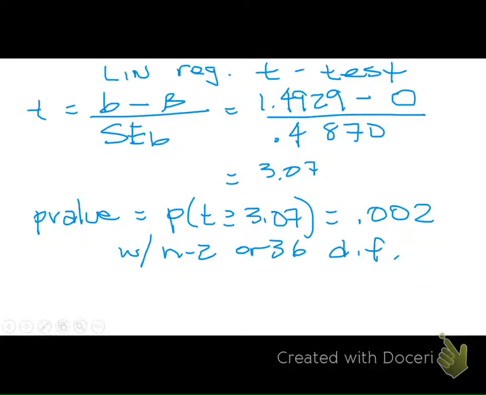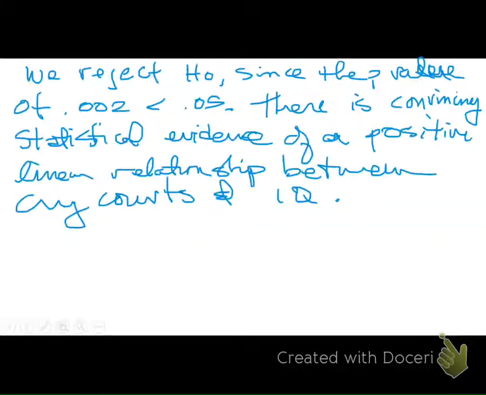So certainly 0.002 is less than any acceptable alpha level. So let's see if you can write a correct conclusion for this test based on that p-value. Hopefully your conclusion sounds something like mine. We reject the null hypothesis since the p-value of 0.002 is less than 0.05. There is convincing statistical evidence of a positive linear relationship between cry counts and IQ. All right, sports fans, make it a great day, and I'll see you soon.